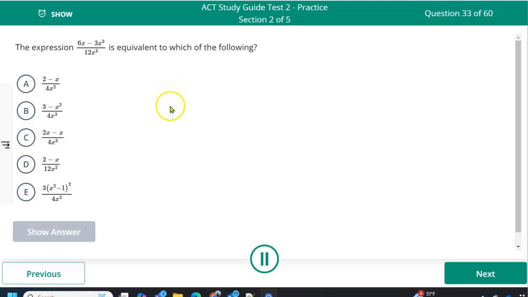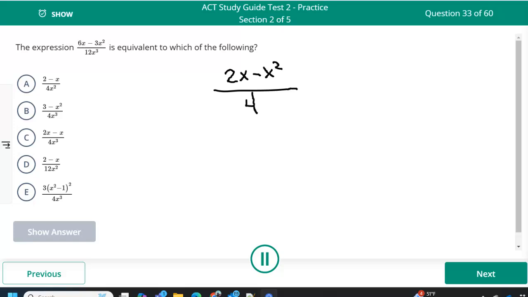The expression 6x minus 3x squared over 12x cubed is equivalent to which of the following? All right, so we can do some simplification on this. 3 is going to be a common factor in all of these. So if we cancel out a 3, what we're going to get is 2x, and then we take the 3 out, minus x squared over 4x cubed.